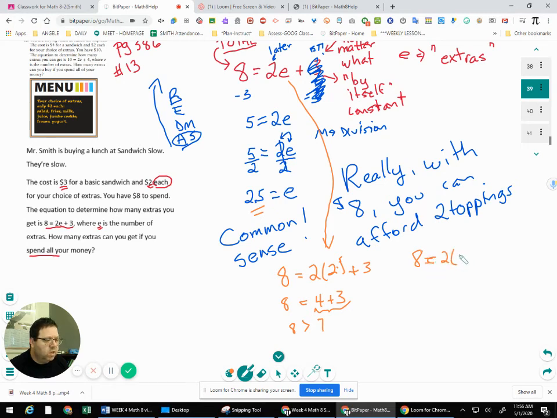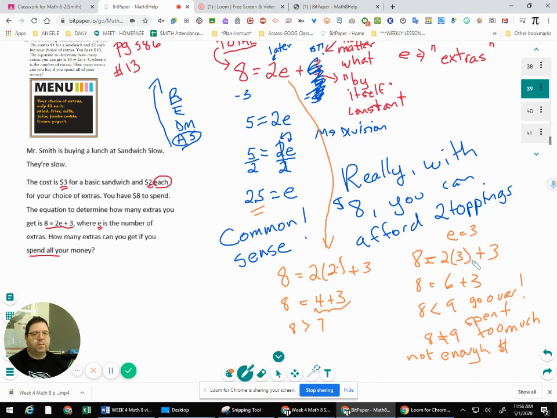Okay, I'm not going to fix all those equal signs, even though it kind of drives me crazy. Mr. Smith, let's round up to 3. What if E were to equal 3? So 2 times 3 plus 3. 8 is supposed to equal, this 2 times 3 is 6, plus 3. 8 is less than 9. Like for sure we know one thing. 8 does not equal 9. 8 is less than 9. So we go over our budget. We went over, spent too much. Or another way of saying this is not enough money. Not enough money.